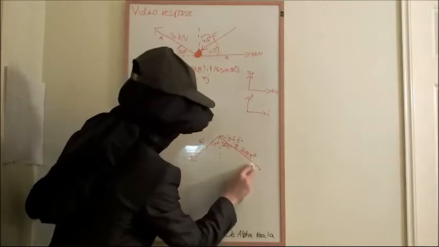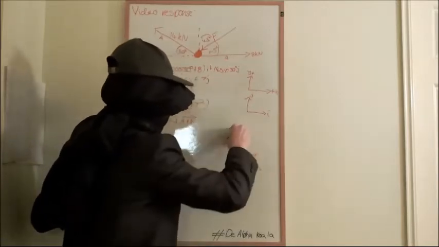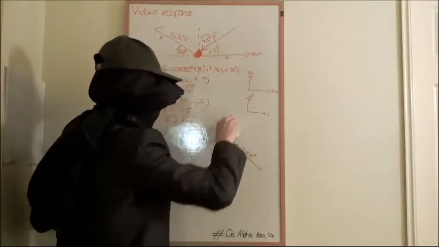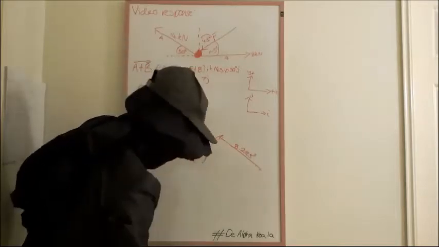So we'll just rub out all these extra little details here. That was just to show you how I got it. So the angle between these two vectors is going to be 75.5.